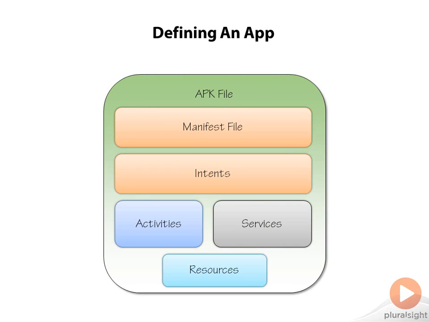This is of course a simplified diagram, but an Android application usually consists of a manifest file, which defines what the app can do and what makes it up, some intents that the app can respond to. This is basically what your app knows how to do. Activities, which are usually individual screens in the app, services, which is functionality that can be run in the background without a user interface, and resources like images and video. We'll break down each of these parts into much more detail a little later in this module.